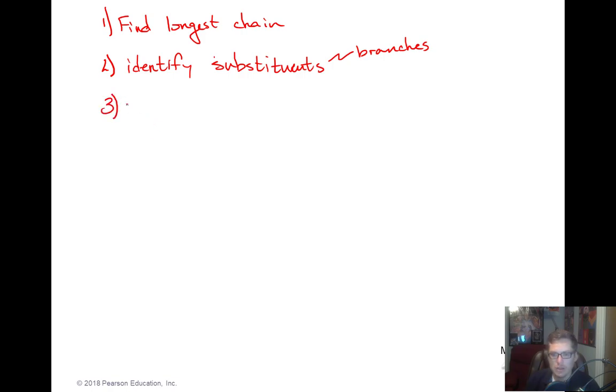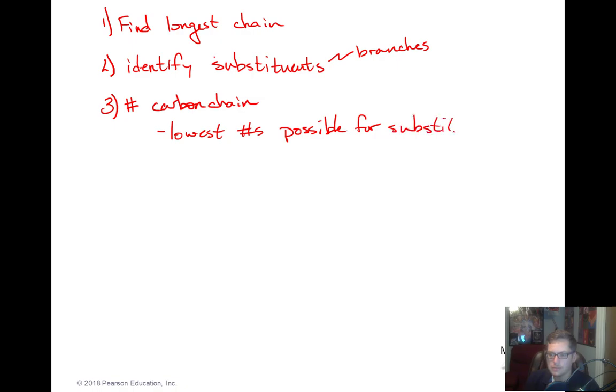So you're going to number your carbon chain so that the numbers for the substituents are as low as possible. The lowest numbers possible for the substituents. Lowest number possible for the substituent.